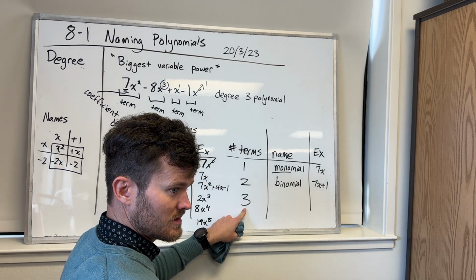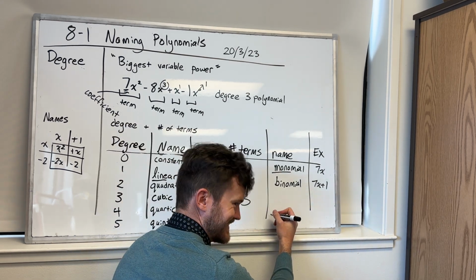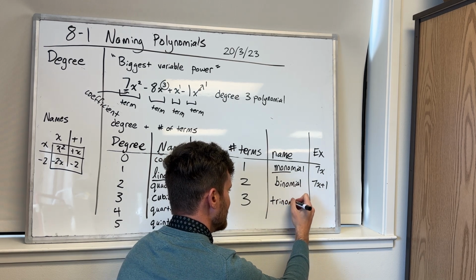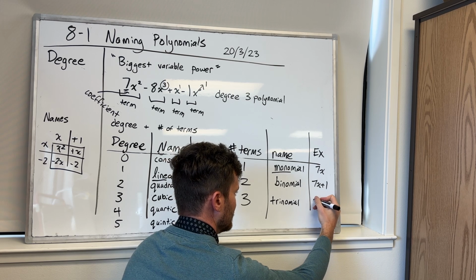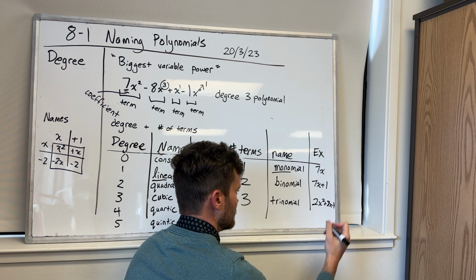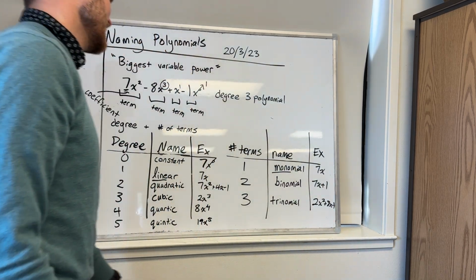And then 3. That's it. Trinomial, yeah. And then we'll say 2x squared plus 8x minus 1. That's all the naming in a nutshell.